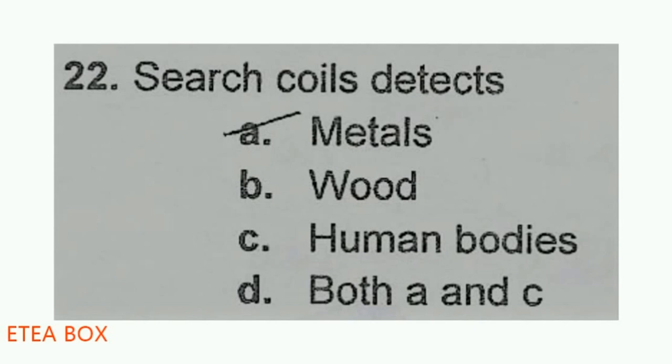Search coils detect the metal. Option A is the correct one.